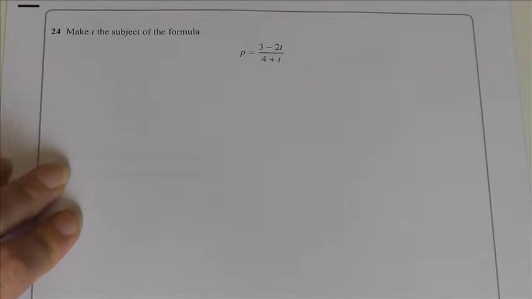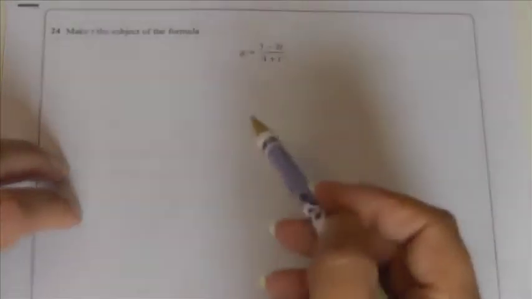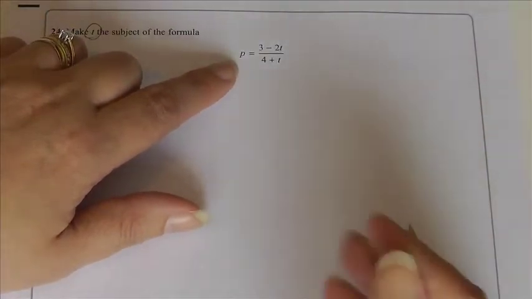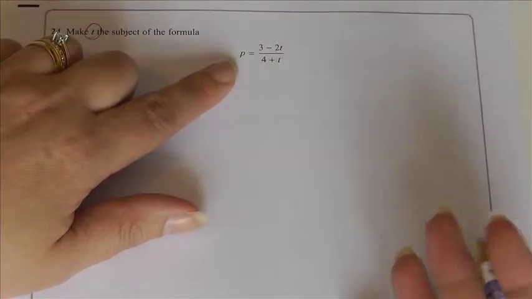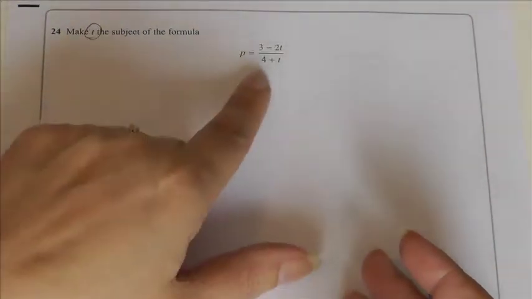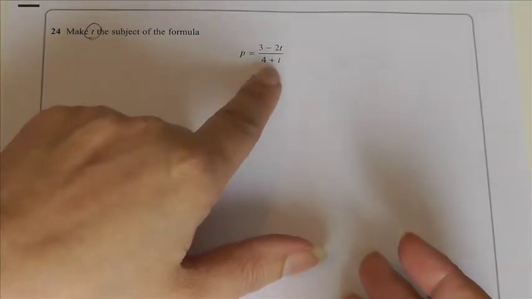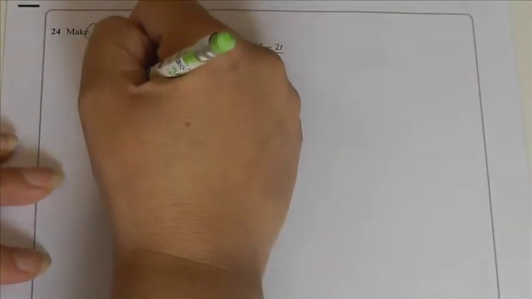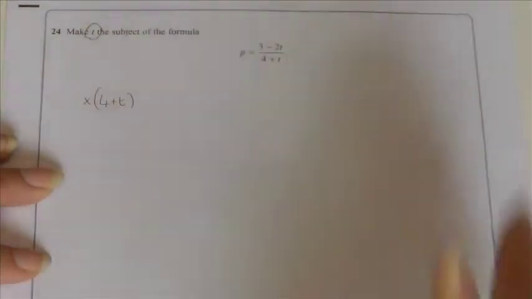Question 24 is rearranging a formula, and you're asked to make t the subject of the formula. So you want to rewrite this so it is t equals something and t doesn't appear in any other side. Now the first thing you'll notice is that this is dividing everything on that side. So the first stage of the working is to multiply both sides by 4 plus t.